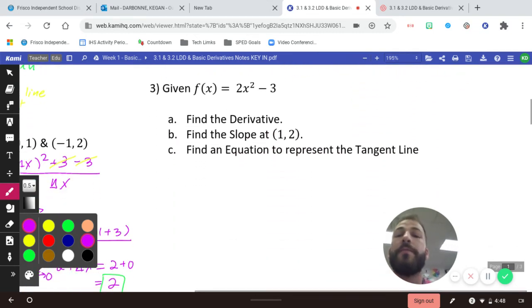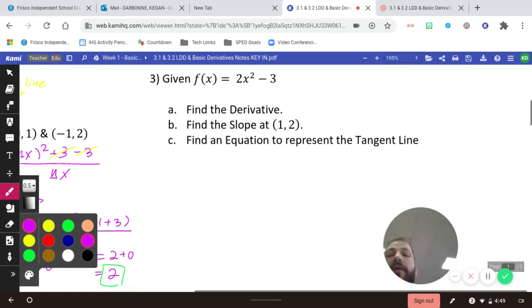Number 3, given f of x equals 2x squared minus 3, we're going to find the derivative, we're going to find the slope, and then we're going to find an equation to represent the tangent line. We'll get to that one at the end, even though you're like, Mr. Arbone, I don't know how to do that. We'll talk about that. Okay.